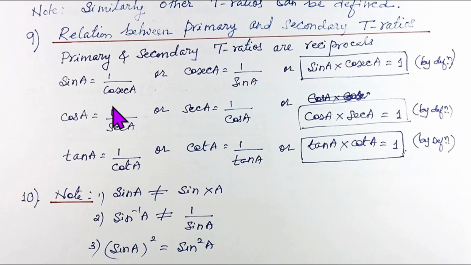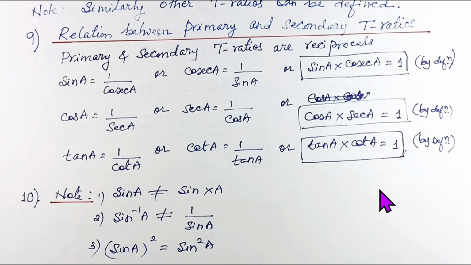If you take cos A, it is 1 upon sec A. If you take sec A, it is 1 upon cos A. And if you take tan A, it is 1 upon cot A. And if you take cot A, it is 1 upon tan A. Now the product of sin A into cosec A is 1, cos A into sec A is 1, tan A into cot A is 1. So please remember this. The product of sin A and its reciprocal is 1, cos A and its reciprocal is 1, tan A and its reciprocal is also 1. So these are very important relations which you have to remember.